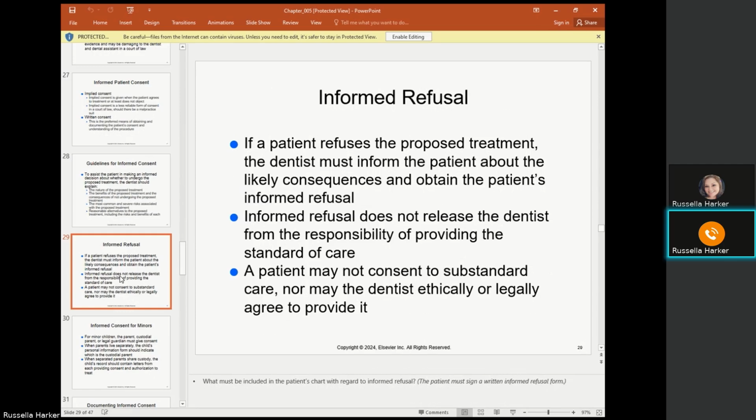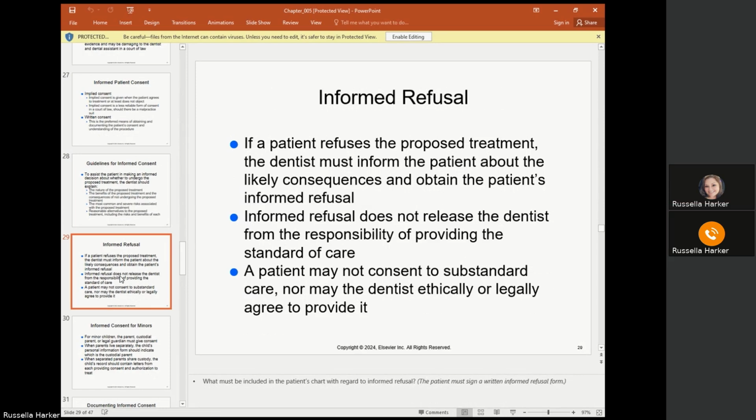It doesn't release the dentist from the responsibility of providing the standard of care. So even though the patient says they know that they need x-rays, but they refuse them and they sign for it, it doesn't release the dentist from the responsibility of providing the standard of care. So we cannot give them substandard care just because they request it or because they cannot afford the treatment plan that was presented to them. A patient may not consent to substandard care, nor can the dentist ethically or legally agree to provide it.